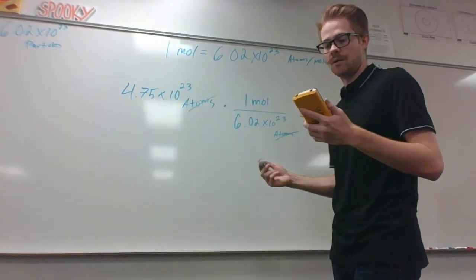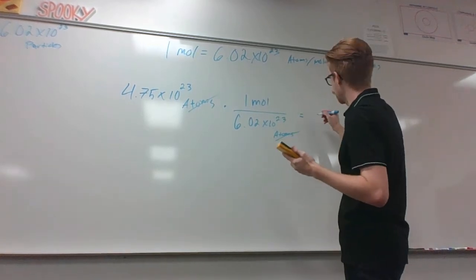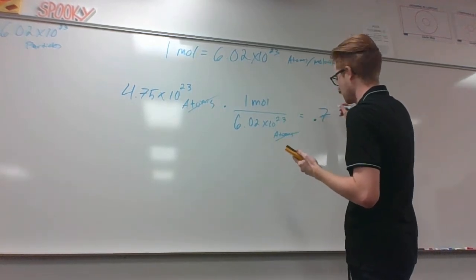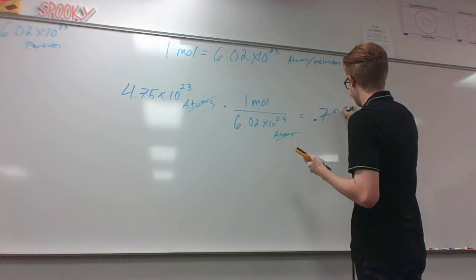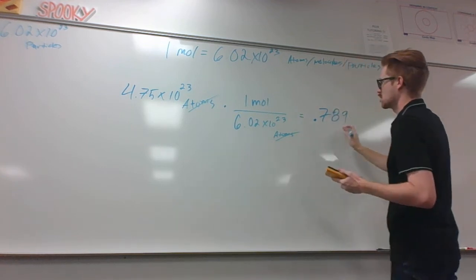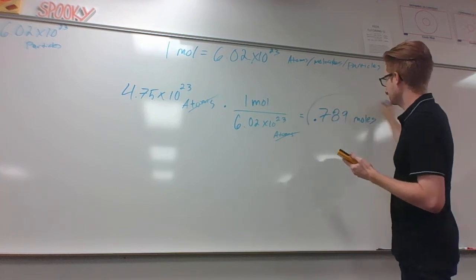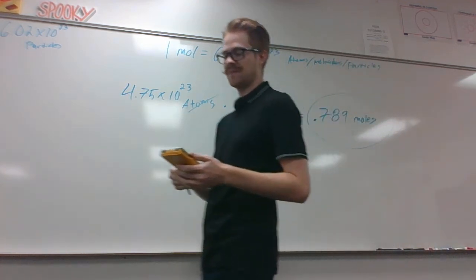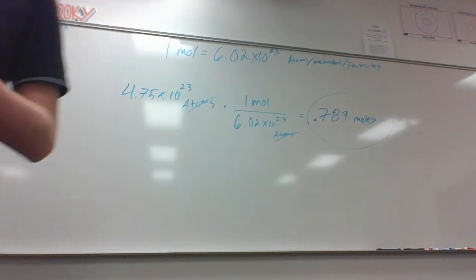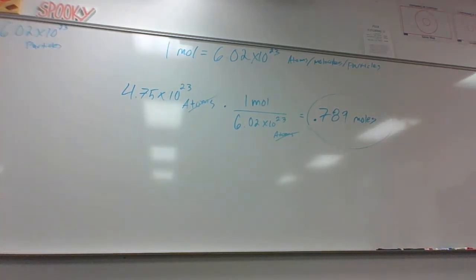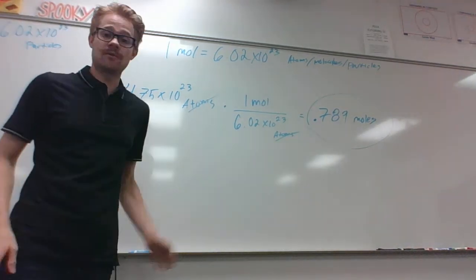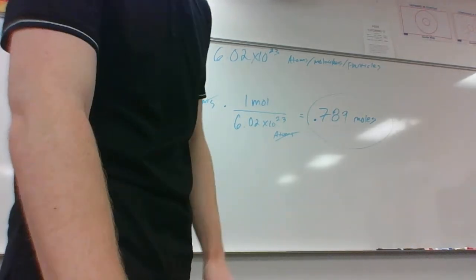All right. So for our answer in this case, we get 0.789-ish in moles. Okay, so we have 0.789, about 0.8 of a mole, okay, or about 4/5. All right, so that's how you convert back and forth between moles and particles.